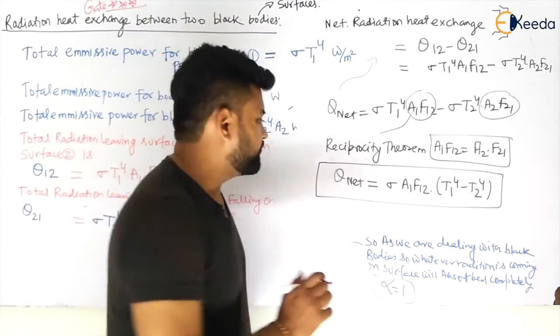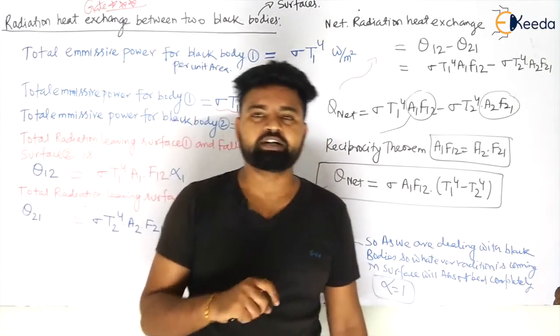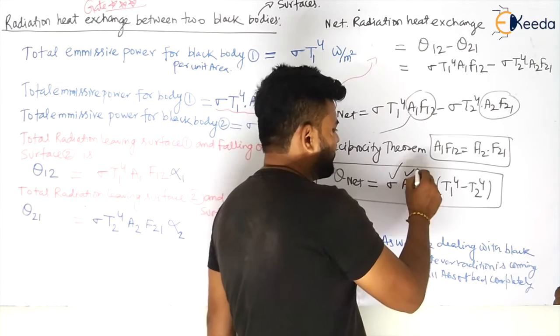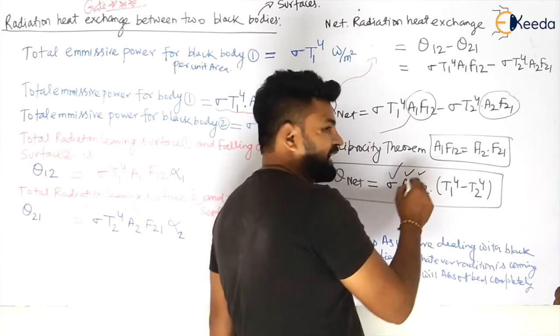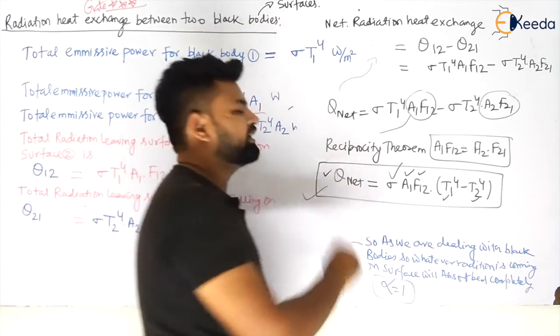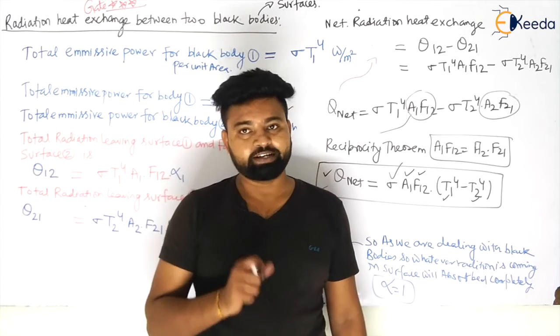A number of questions will be asked on this. If he gives you two black bodies and you want to calculate the net radiation heat exchange, you must know the value of sigma A1 F12. You can calculate F12 if you know the geometry. T1 and T2 will be given. You can easily calculate the net radiation heat exchange, my dear students. So thank you so much.